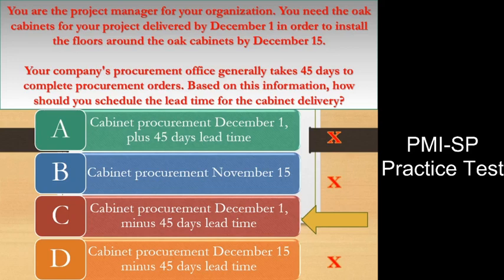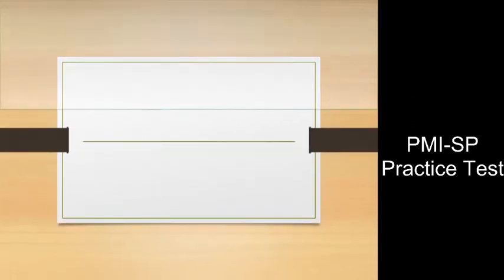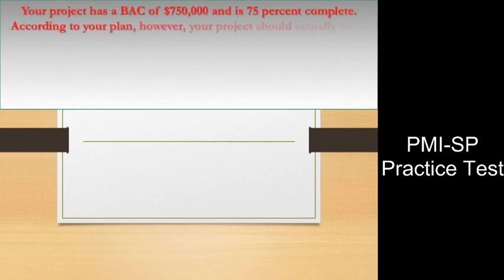This choice is not the best answer because it does not necessarily account for holidays, weekends, or other factors in the project calendar. By scheduling the cabinet for December 1st and working backwards through lead time, the project will account for these breaks in the project work.